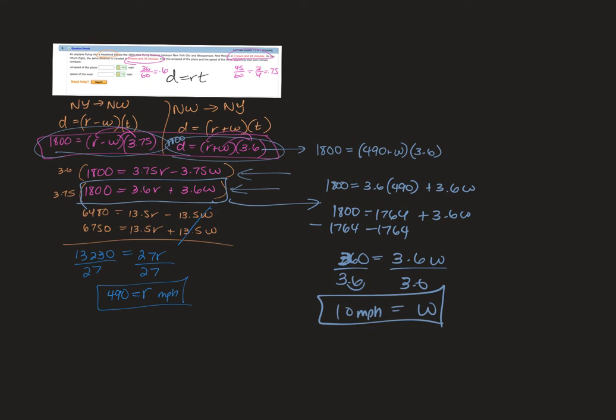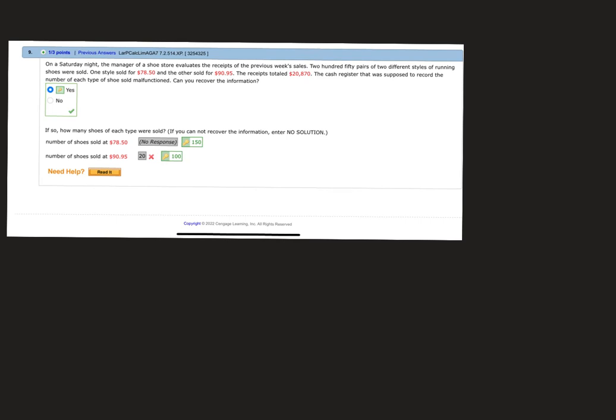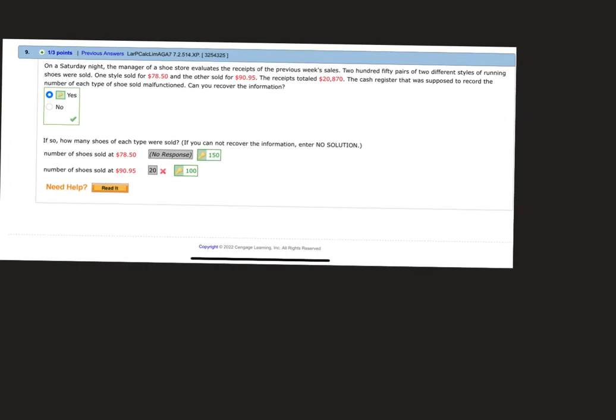Okay, so 7.3, number 9 says on Saturday night, the manager of a shoe store evaluates the receipts of the week's sales. 250 pairs of 2 different styles of running shoes were sold. So that's my first equation: X plus Y equals 250. One sold for $78.50, the other $90.95, totaling $20,870. Okay, so now I want to just multiply.